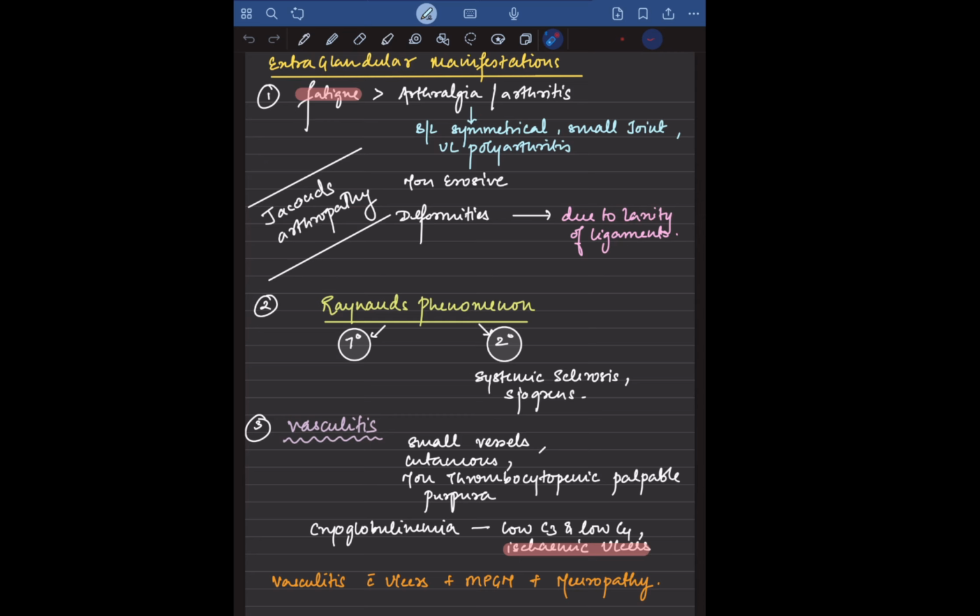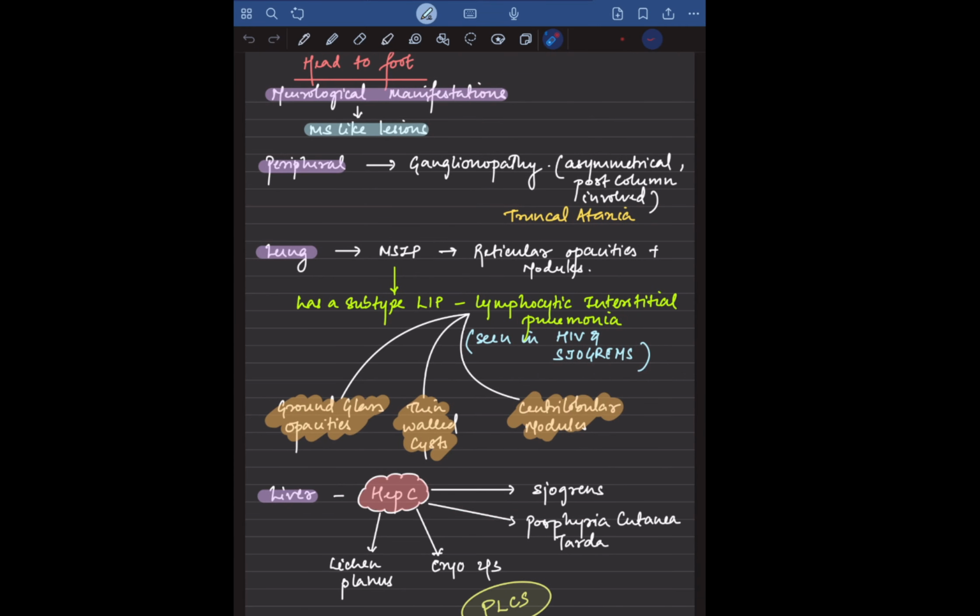Then we have vasculitis of small vessels, cutaneous, non-thrombocytopenic palpable purpura, and cryoglobulinemia, which will have low C3 and C4. So there will be vasculitis, ulcers, MPGN glomerulonephritis pattern, and neuropathy. Coming to head to foot manifestations, we can expect MS-like lesions. Now this is really rare. The textbooks say MS-like lesions. And peripherally, we will have ganglionopathy, in Sjogren's and paraneoplastic syndrome. Remember, okay. It is asymmetrical, the posterior column is involved, and there would be truncal ataxia.